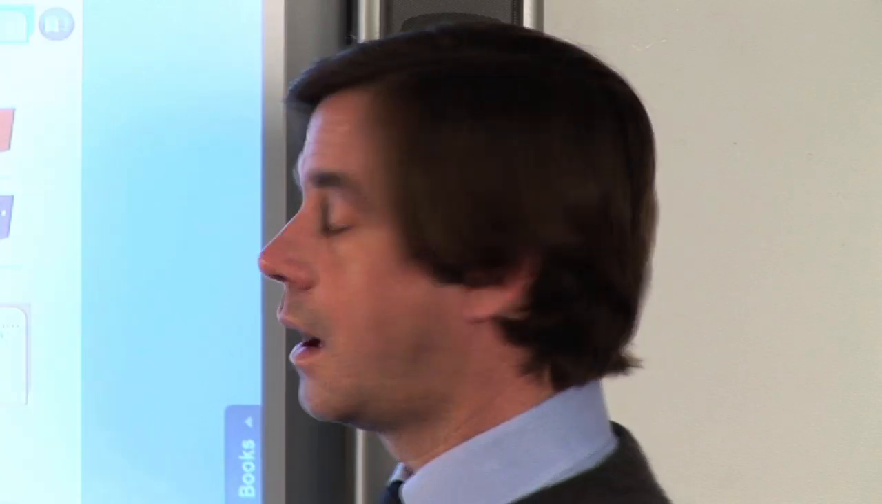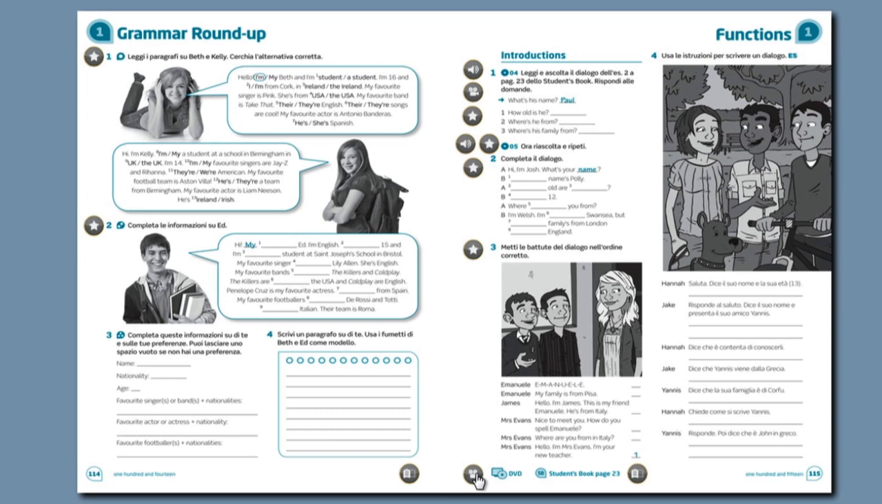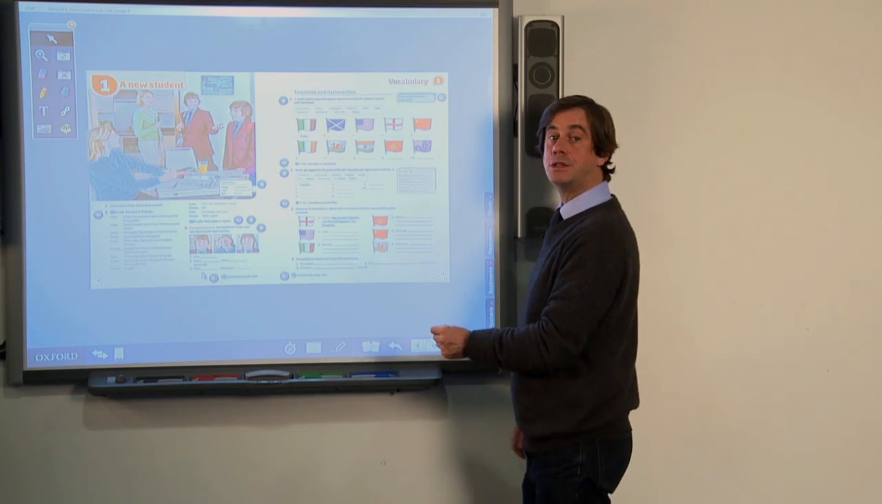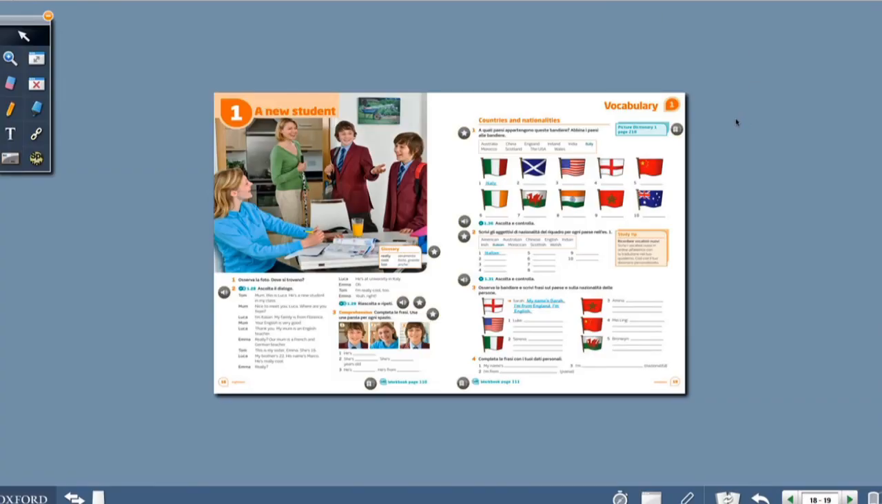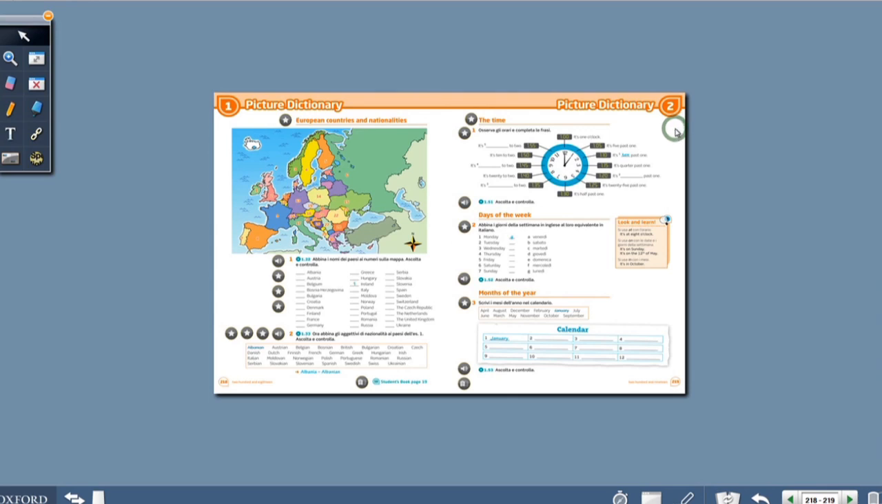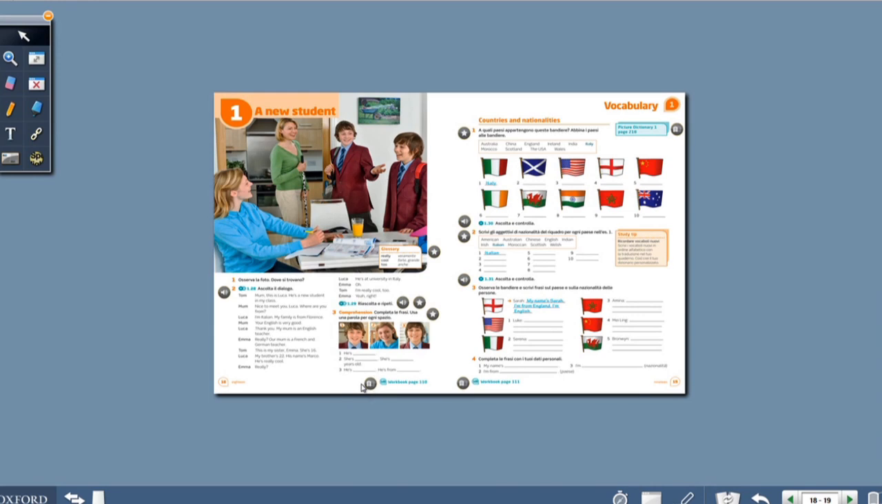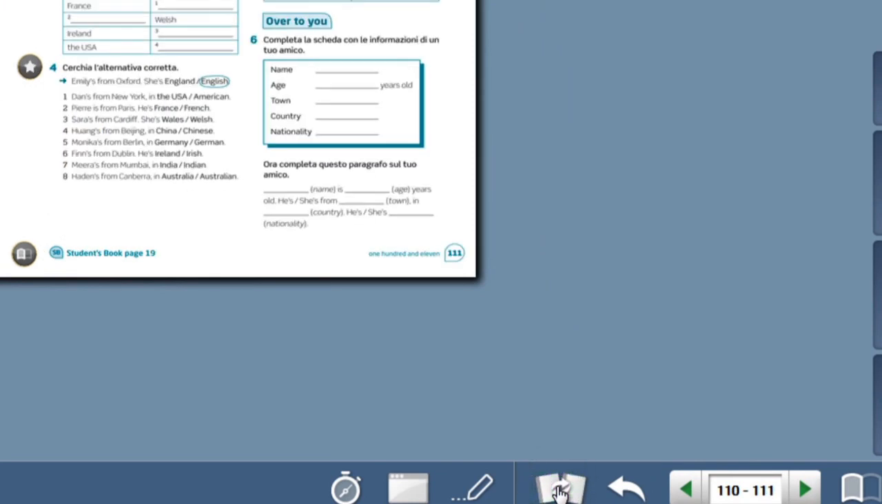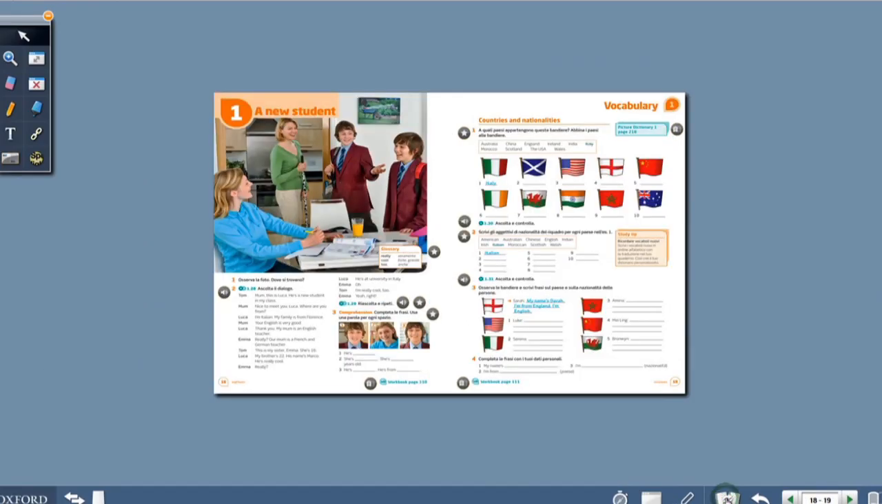At the bottom of each page is a page link. Touch this icon to go to the corresponding page in the workbook. From the vocabulary page, you can also go to the corresponding picture dictionary and back again. You can also move between books by using this button. You can move from a page in the student's book to the corresponding page in the workbook and also back again.